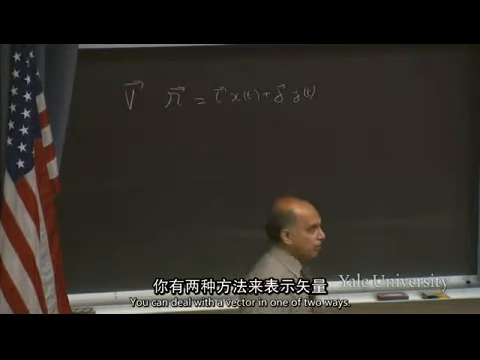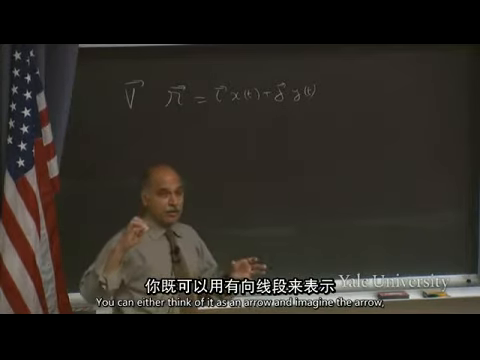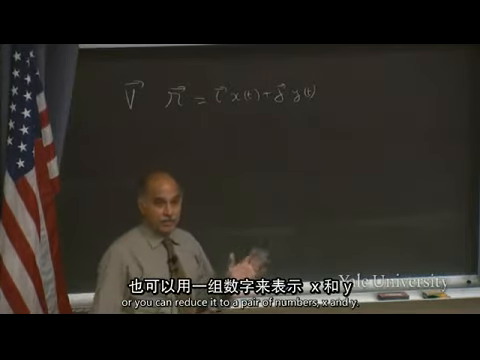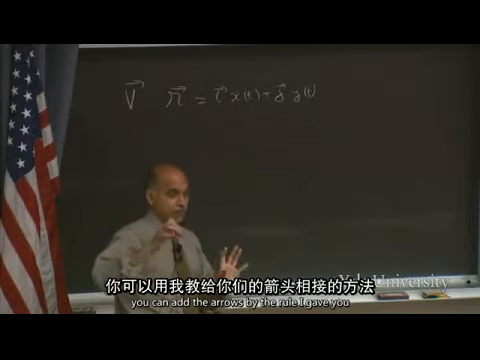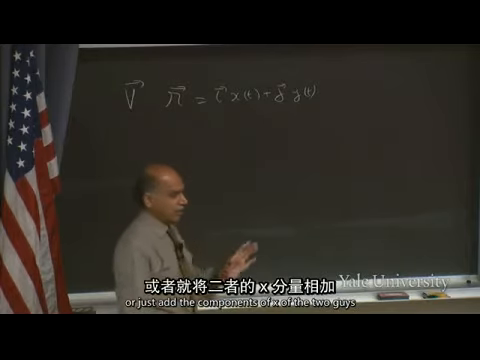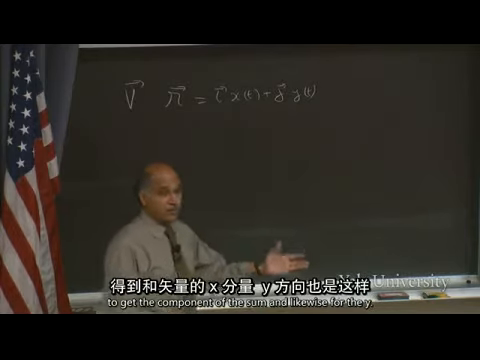And you can deal with the vector in one of 2 ways. You can either think of it as an arrow and imagine the arrow, or you can reduce it to a pair of numbers x and y. If you want to add 2 vectors, you can add the arrows by the rule I gave you, or just add the x components of the 2 vectors to get the component of the sum, and likewise for the y.